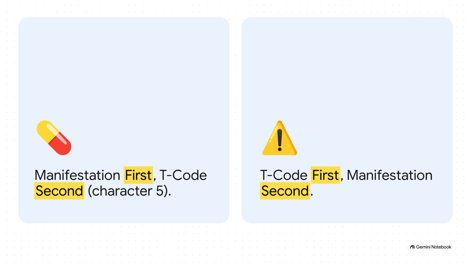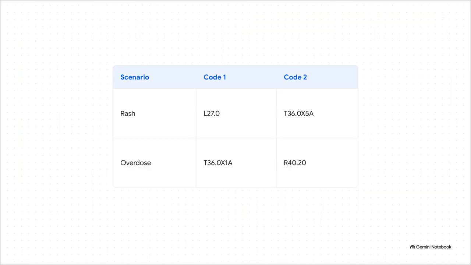This is huge. For adverse effects, you must sequence the manifestation, like the symptom or condition, first, followed by the T-code for the drug, which will actually always have a 5th or 6th character of 5. You never, ever list the T-code as principal for an adverse effect. But for poisoning, well, the rule flips entirely. You sequence the poisoning T-code first to identify the intent, followed by the secondary codes for all the resulting manifestations or injuries.